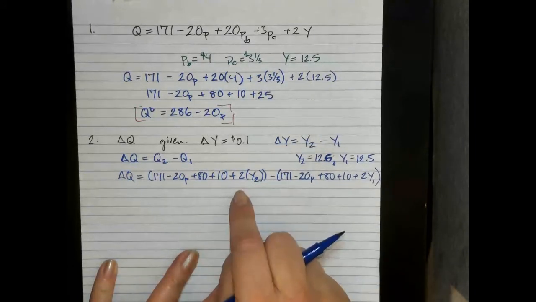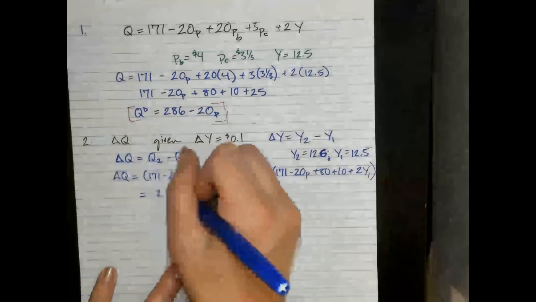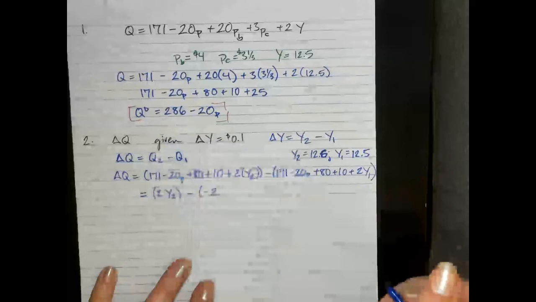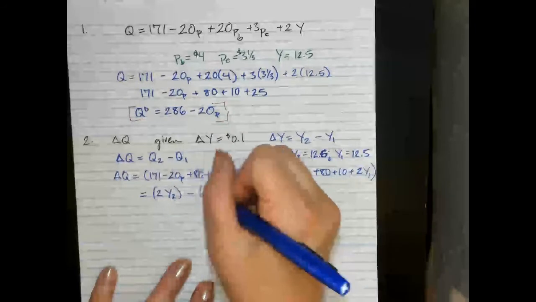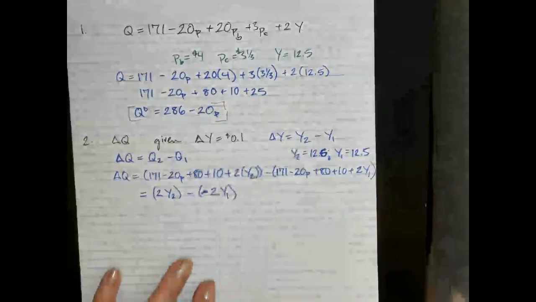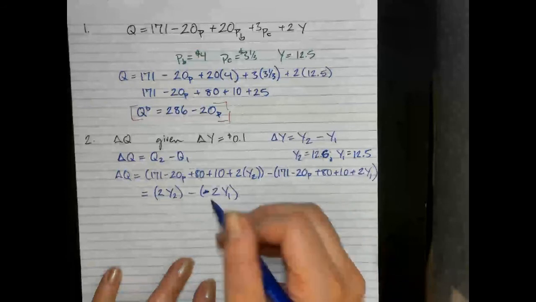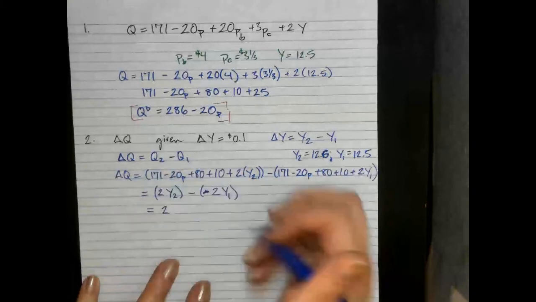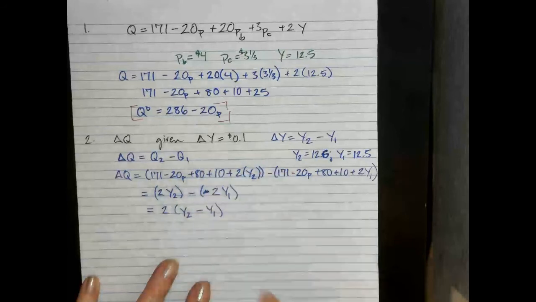All that we're left with is change in Q is equal to 2y2 minus 2y1. That's not confusing, right? Okay. That means that we can factor out the 2's and say that change in Q is actually just equal to 2 times y2 minus y1. Well, we've seen that somewhere else.